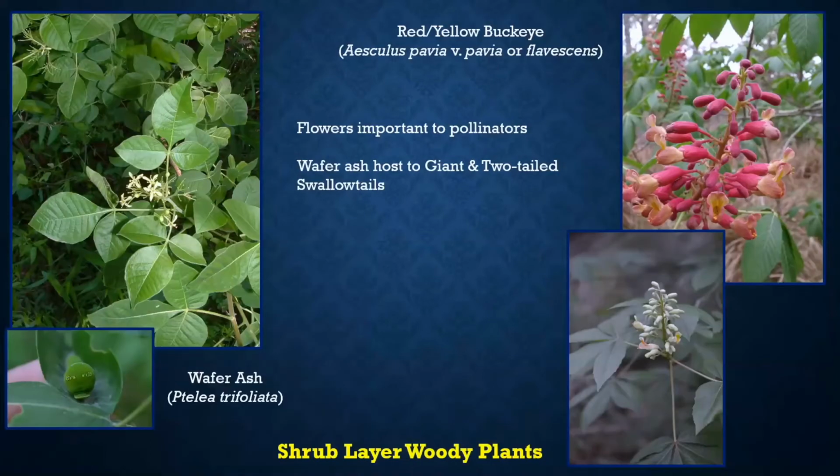Another 2 that I see in floodplains and riparian habitats, wafer ash actually grows up in uplands as well, but these 2 are smaller shrubs generally. The wafer ash produces flowers that are green, but fairly fragrant. They're attractive to lots of different kinds of pollinators, including night flying moths. They're a host plant for the giant and two-tailed swallowtail. And then, of course, there's the buckeye.